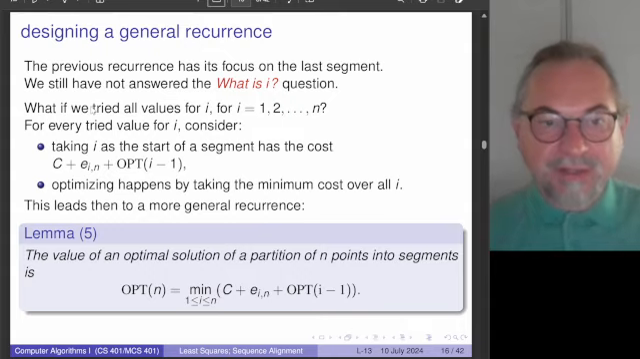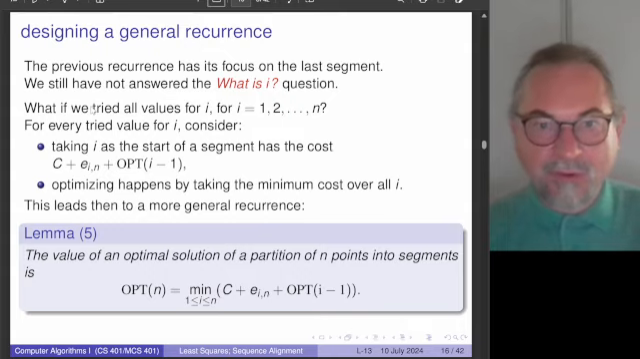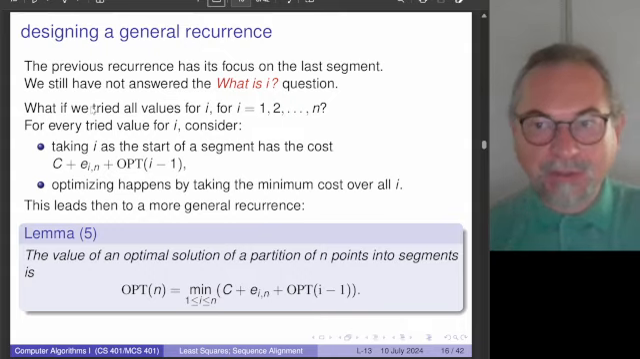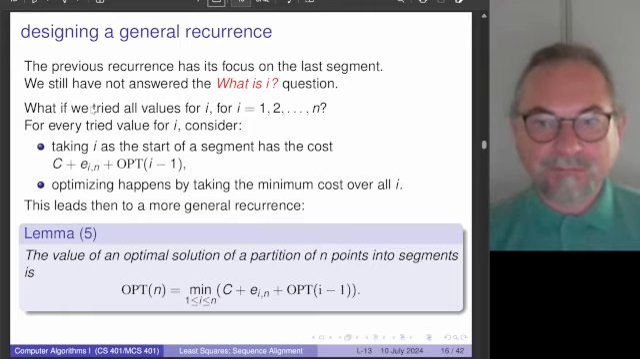So we have the general recurrence. So this lemma here generalizes the recurrence from the previous lemma, which was considering only one particular value for the beginning of the last segment. Here we consider all possible ones, but we retain only the smallest one. So we will build a sequence of values, a sequence of optimal values.